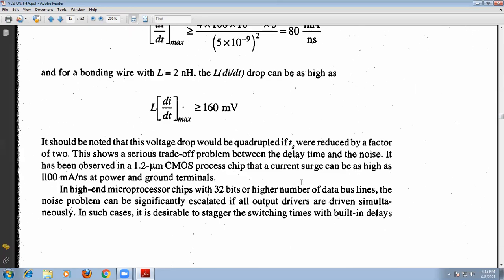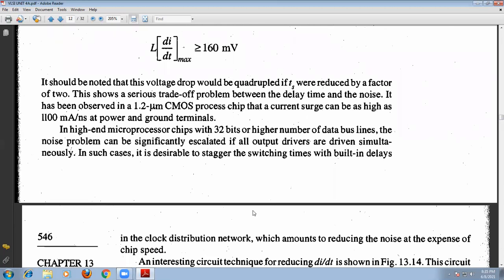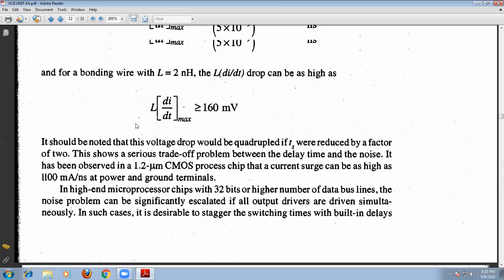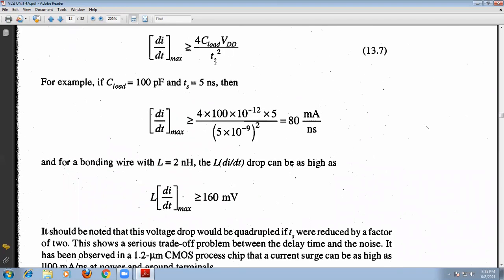So this is the required value. The maximum voltage drop must be greater than 160 millivolts. For example, if the value of TS is reduced by 2, what happens now? The voltage drop across the inductance also increases by 4 times. It is nothing but quadruple. The voltage drop across that inductance, the noise, will be quadruple.